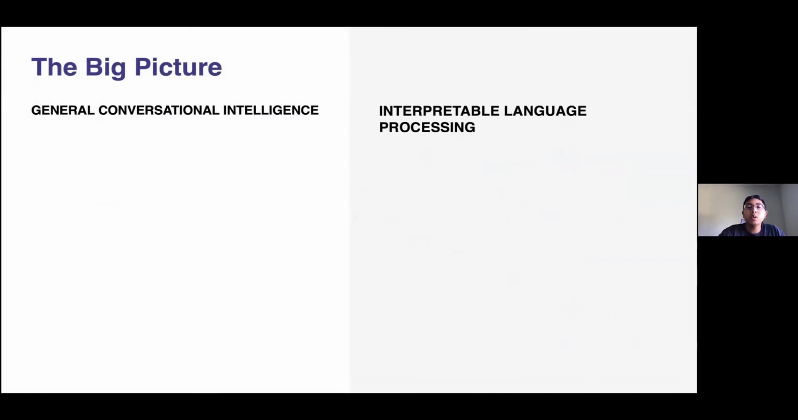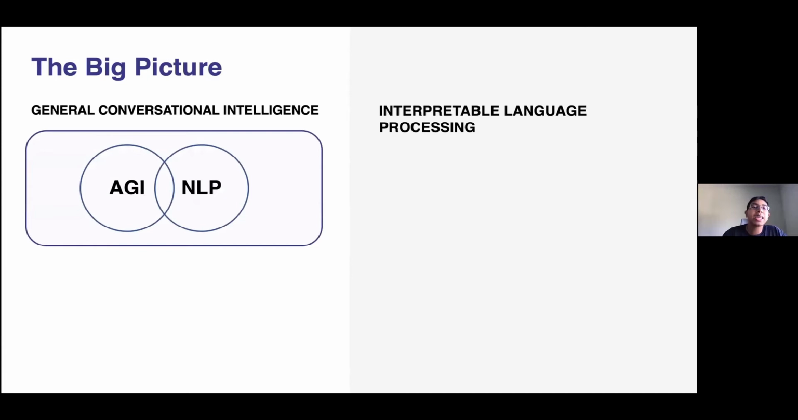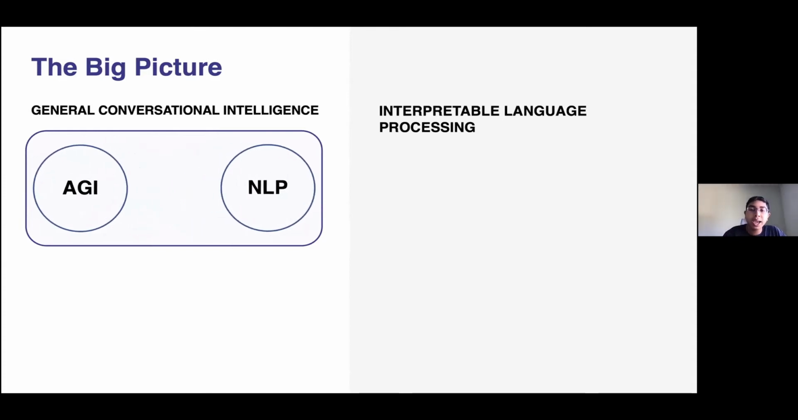So before we get into our INLS and INLG architectures, which will be the bulk of this presentation, I'd like to step back and look at the big picture that motivates our work. First is general conversational intelligence. GCI can be considered one of the core aspects of AGI, but there currently exists minimal overlap between the disciplines of AGI and natural language processing, or NLP.